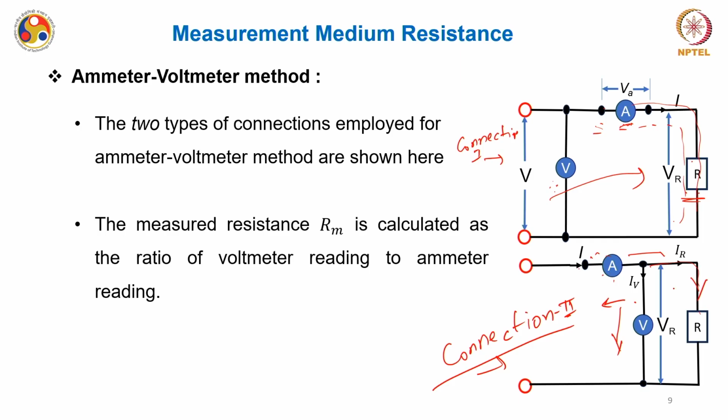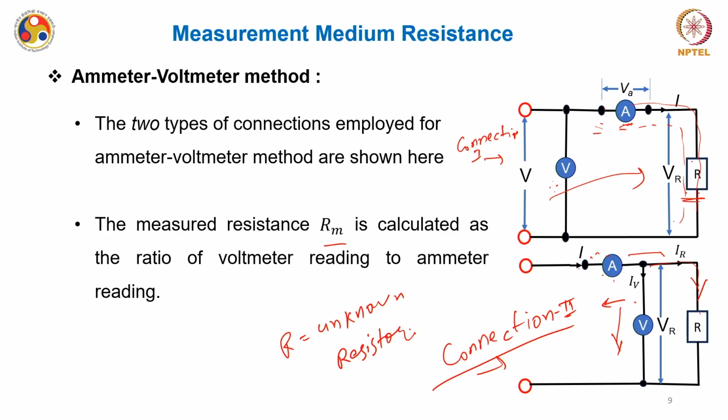Please note that these connections are as per the rules and regulations of basic circuit theory, where I have connected this ammeter in series with the resistor, and the voltmeter is connected in parallel across the component across which I want to measure the voltage. Now the measuring resistance I am calling Rm is calculated as the ratio of voltmeter reading to ammeter reading. Please note that I am using the term Rm and not R here; this R is my unknown resistor.